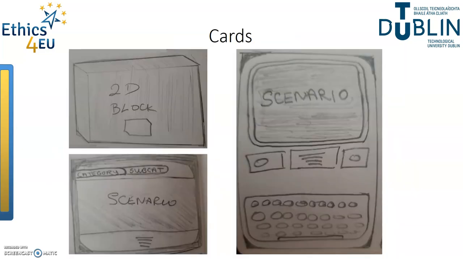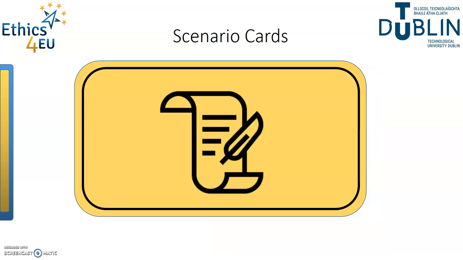And in this case, the design process started with creating paper prototypes. So this game is going to include cards as well as a board, so different designs for the cards. The one on the right is kind of like an old-fashioned BlackBerry. The ones on the left are in the style of a 2D block or in the style of a kind of web page. So we knew cards were going to be a big part of the game, and we felt it was important to think about a design.